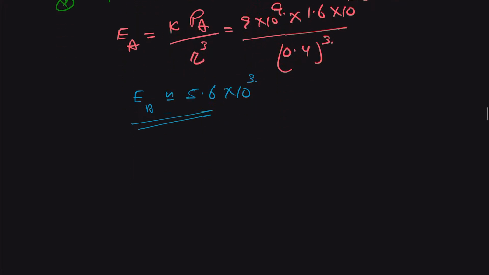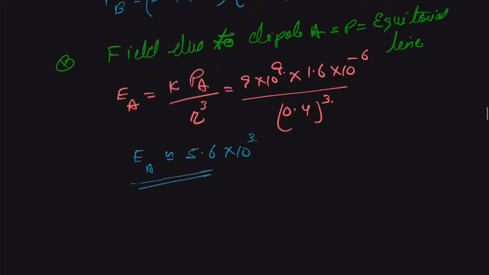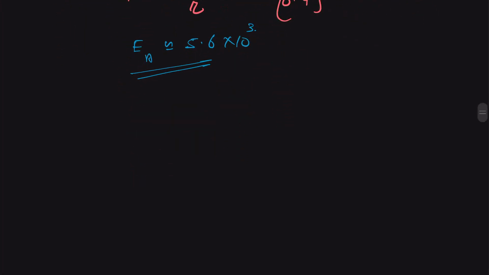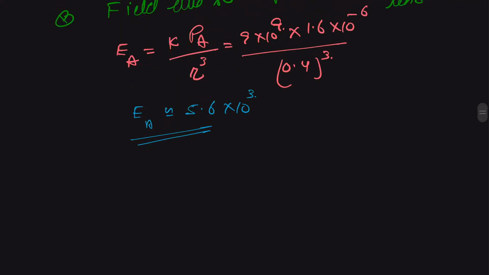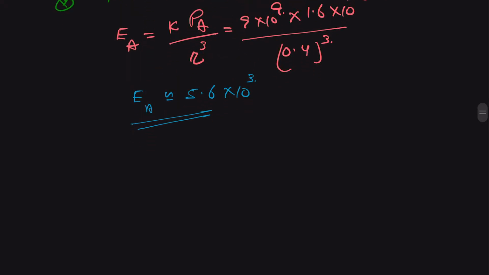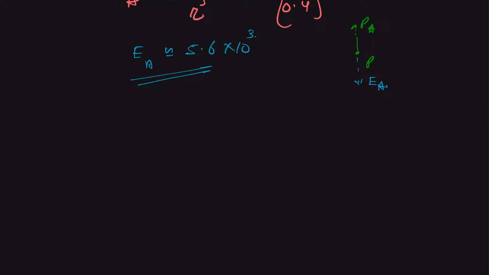Okay. Now we come to the field due to dipole at B. And in case of this, the direction, so this is our point P. So dipole moment will be in the upward direction because of this dipole at A, and the electric field is in the opposite direction, that is our EA. Now we come to our field due to dipole at B.